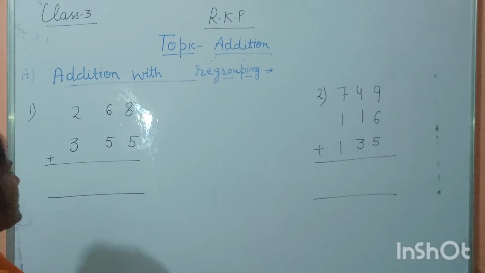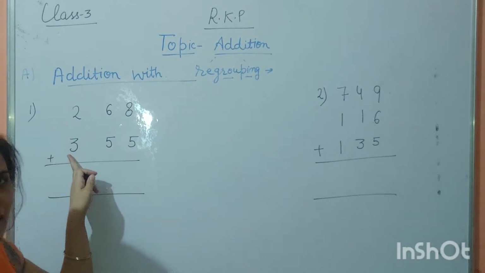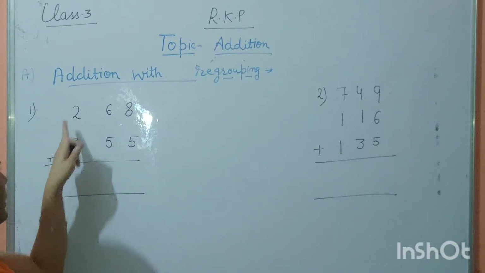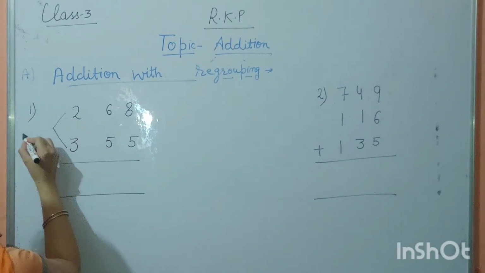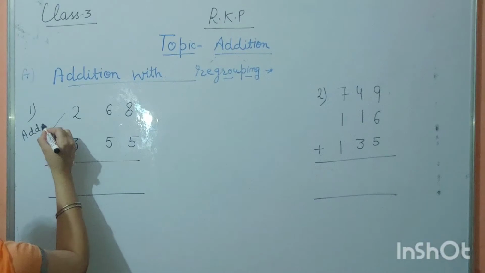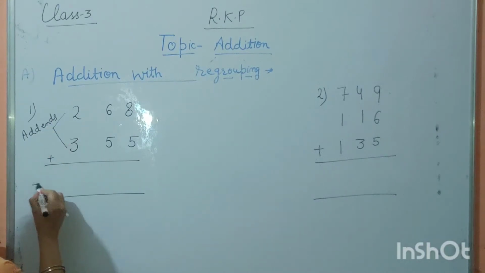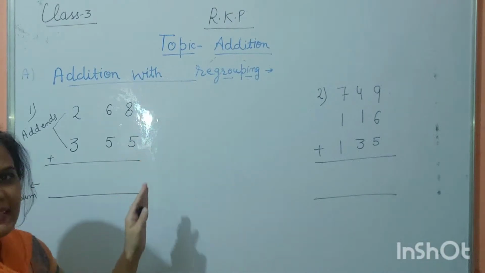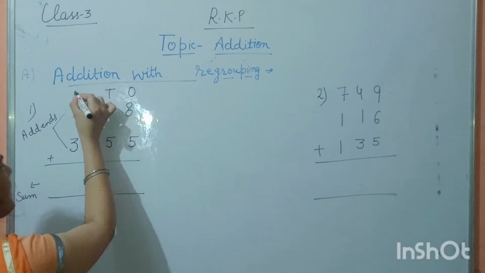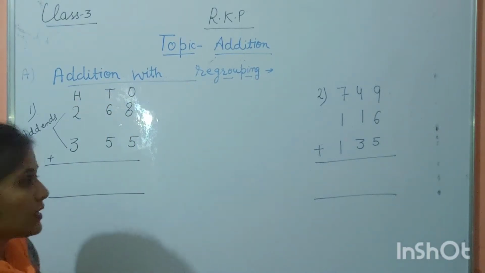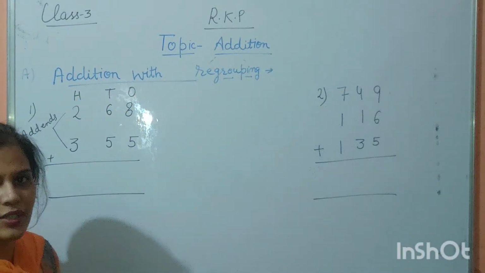So first, these two 3-digit numbers are given to you. These two are called addends, and your answer will be the sum. First of all, place them in the place value chart, that is ones place, tens place and hundreds place. Start addition from the ones place.